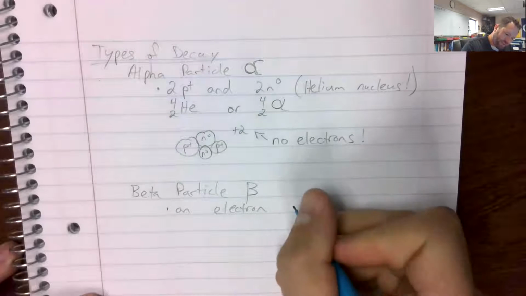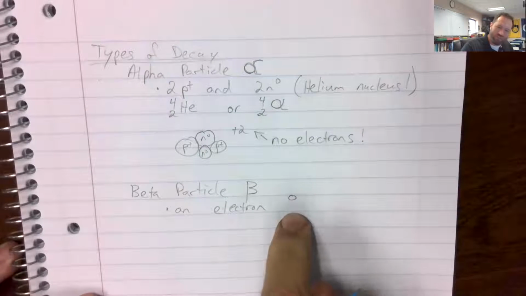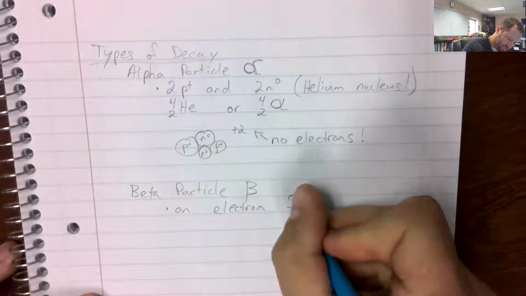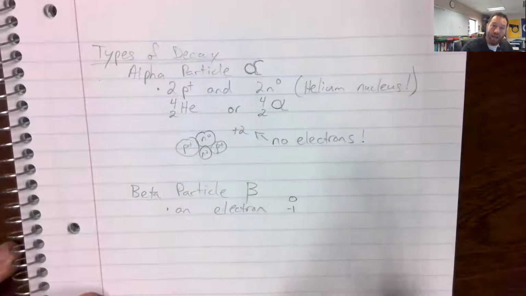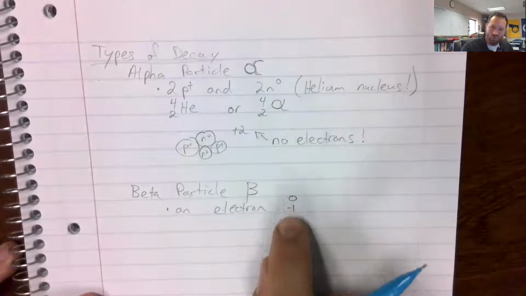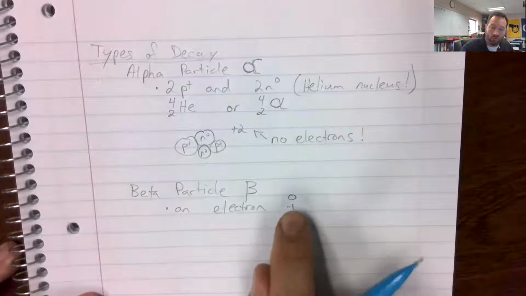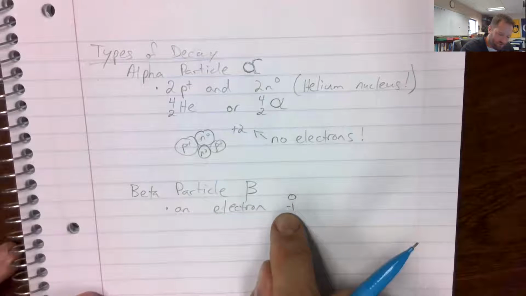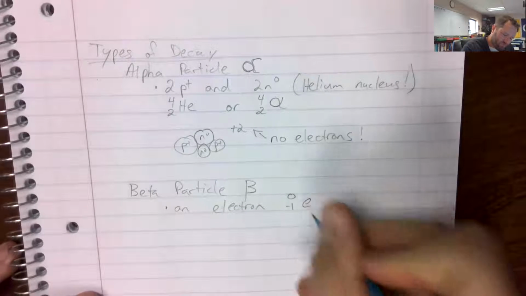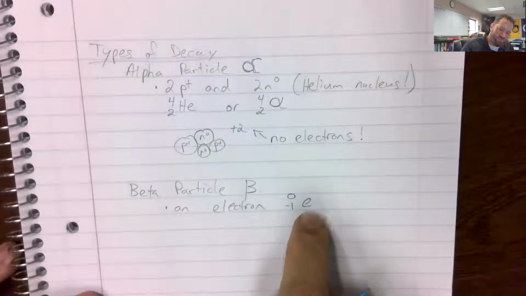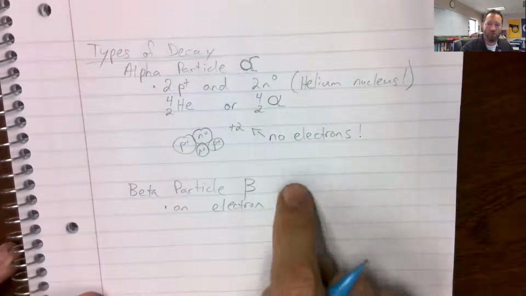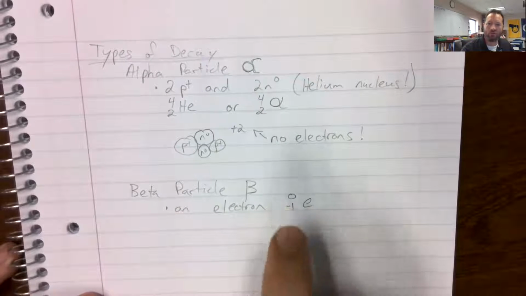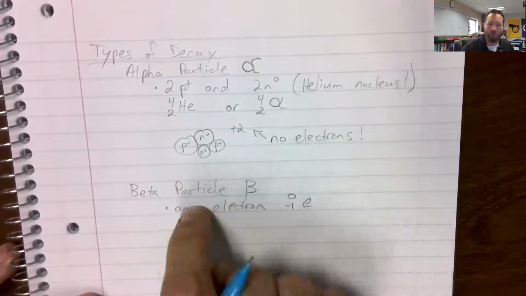So the way that we symbolize the electron, electrons have zero mass. And then we use this -1 because it's kind of like the opposite of a proton. So normally this number down here counts protons. The electron is like an opposite of a proton. It has zero mass. It has a -1 charge. So this is the symbol for a beta particle.